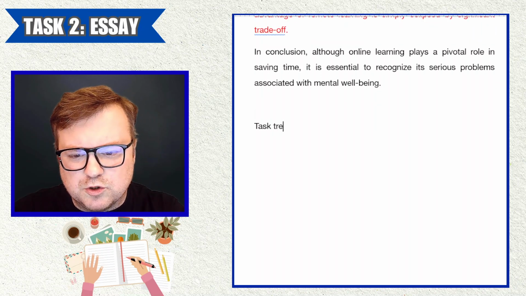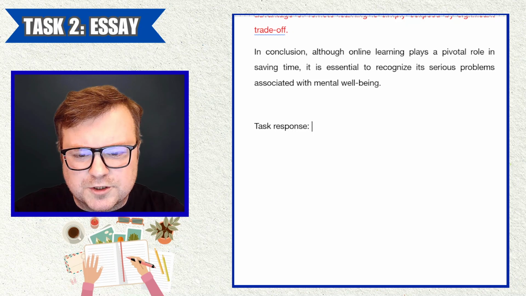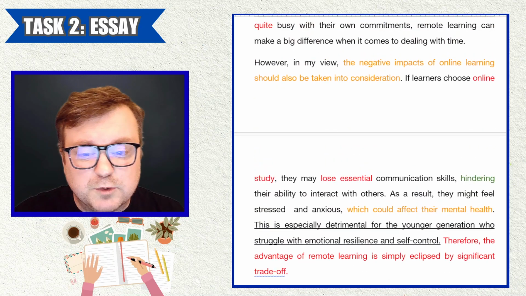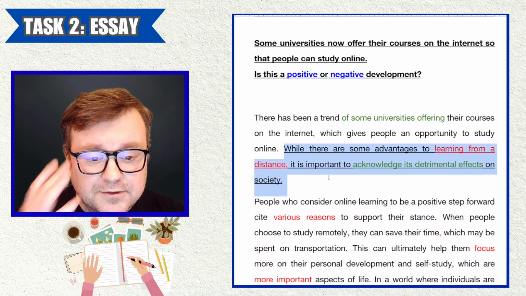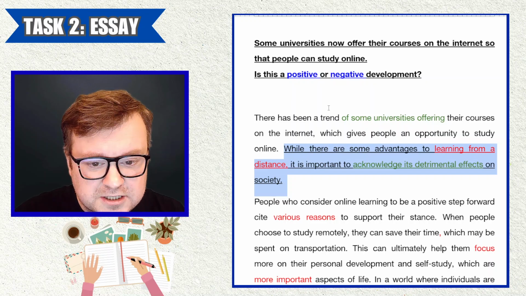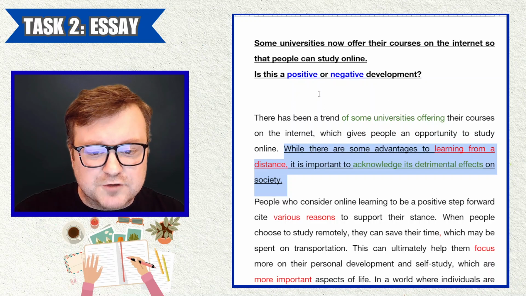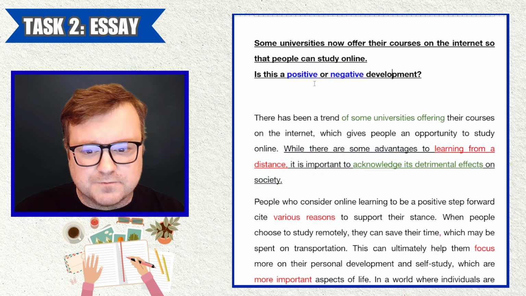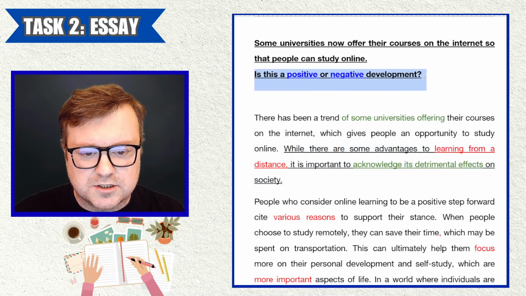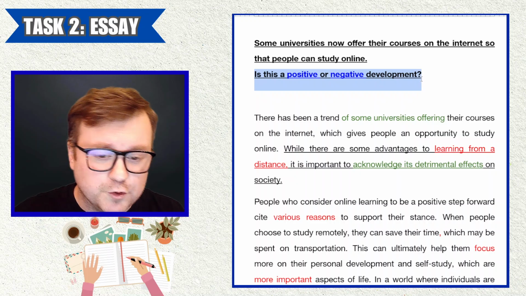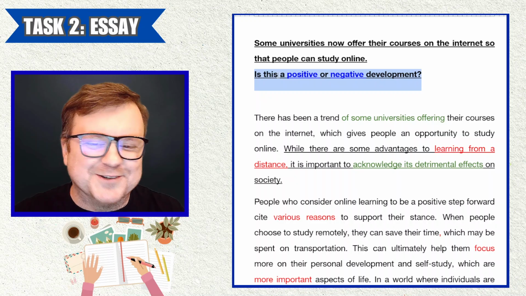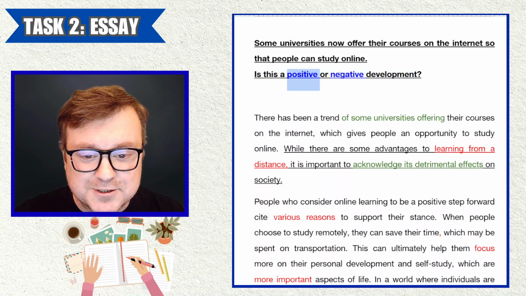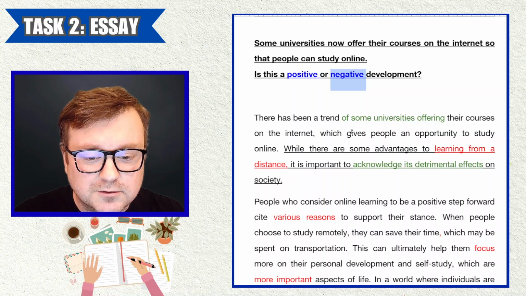Let's have a look at some scores. I don't think it's a particularly difficult one to mark. Task response is 5. For me, we don't get a clear position. We kind of get that the candidate believes that there are positives and negatives. The question asks the candidate to say whether it's a positive or negative development, and the candidate has kind of answered with yes, right? But is it a positive or negative development? I don't know.